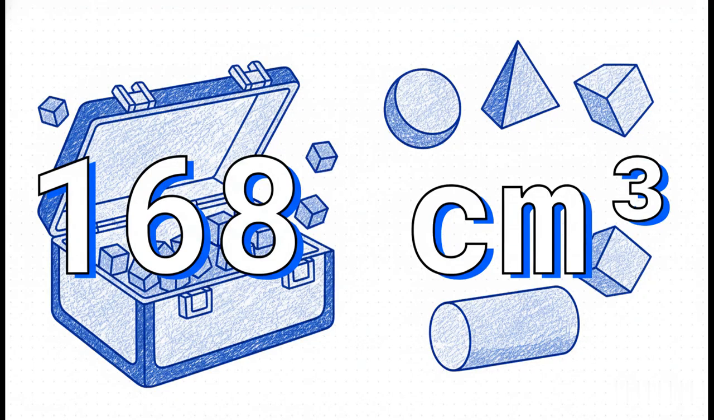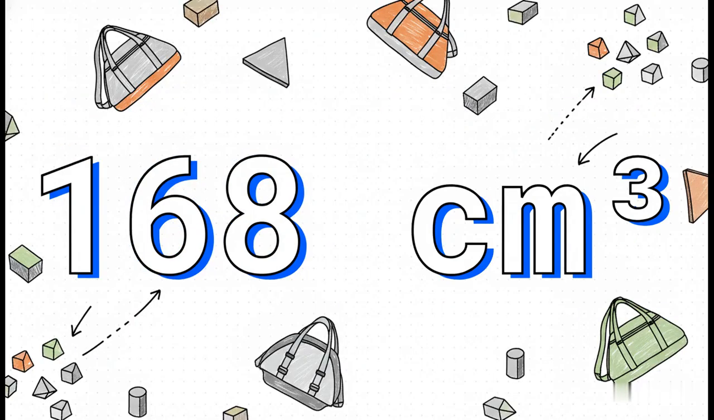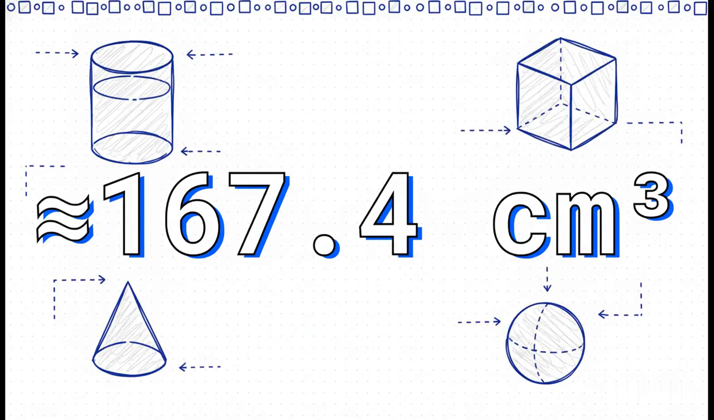So let's just lay it all out. The volume of our boxy hard case was 168 cubic centimeters. The volume of our triangular duffel bag? Also exactly 168 cubic centimeters. And the cylinder, about 167.4. I mean, that's basically the same. So, the answer to our original question, which one holds the most, is that they're all pretty much identical. Even though they look completely different, they all hold the same amount of stuff.